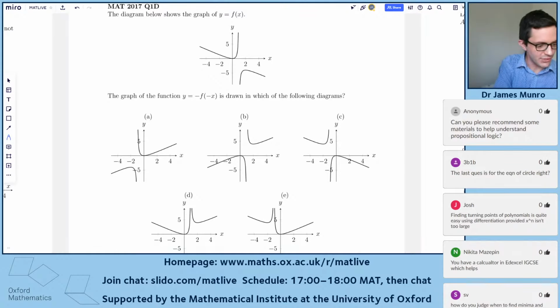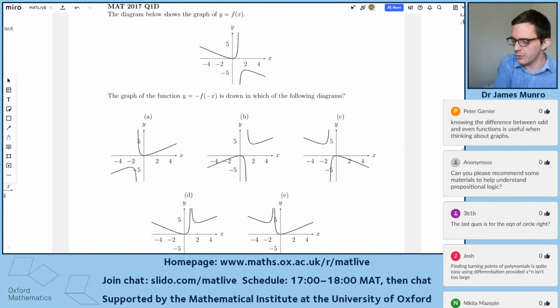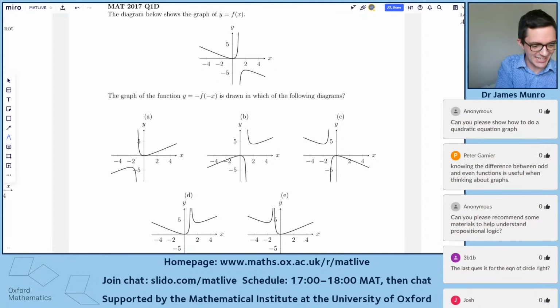Peter says odd and even functions is handy. Yeah, so odd functions are ones where when you reflect them in the y-axis, they go upside down. Even functions are ones where when you reflect them in the y-axis, you get the same picture back. You can write that with equations. People would like to do the quadratic equation cases.